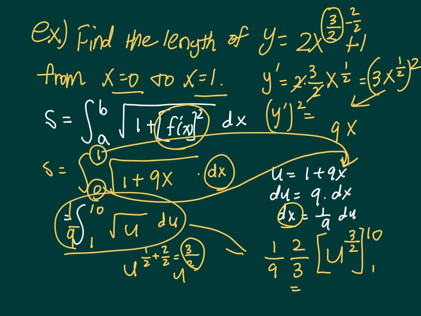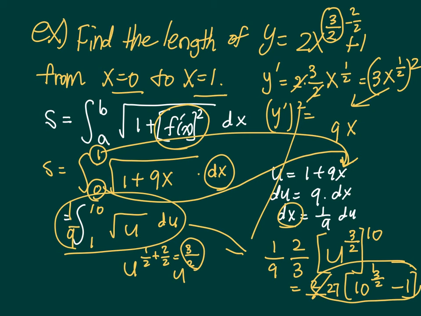So simplifying that, I'm having 2 over 27, 27, okay, and 10 to the 3 over 2 power minus 1. That is my final answer. Let me write it down clearly for you guys.